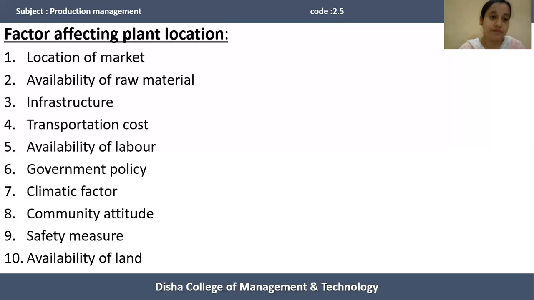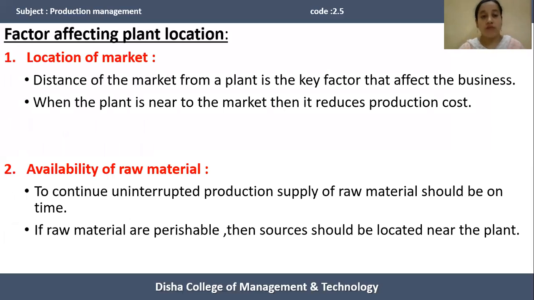location in detail. The first factor the industrialist should consider while identifying a good location for their plant is location of market. It means industrialists should locate their plant in a place that is nearer to the market. So first they have to identify the place which is near to the market, and they make various decisions related to installing their plant in that place.